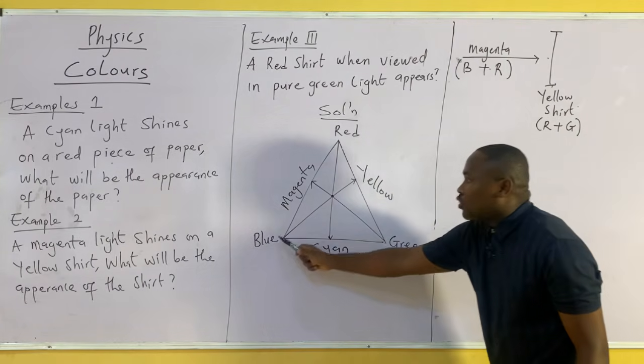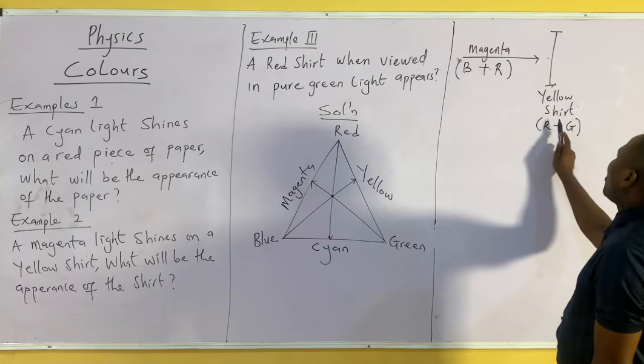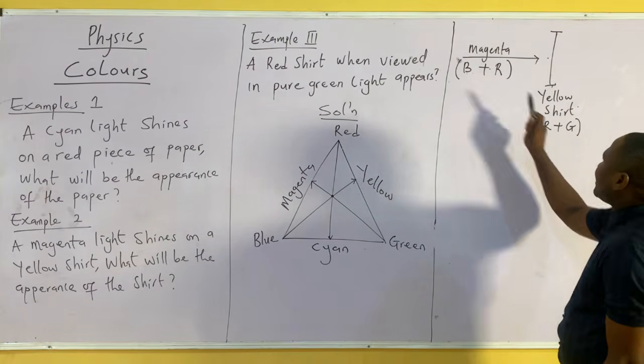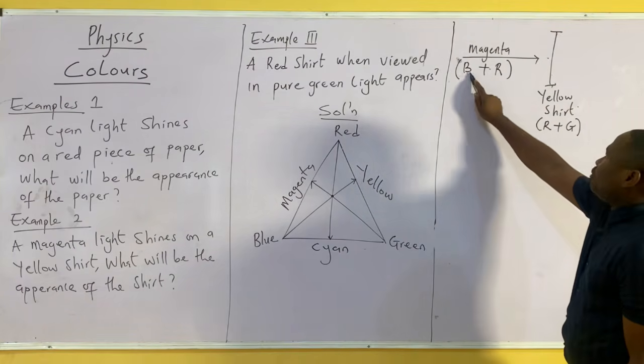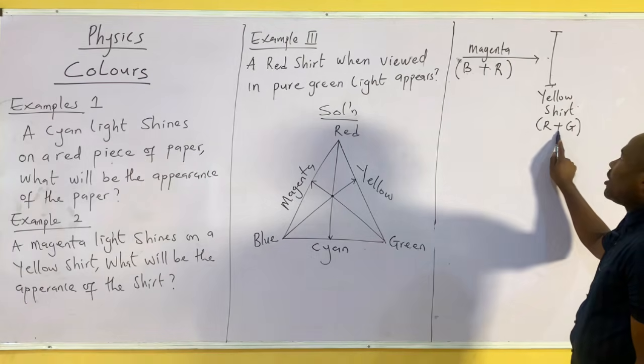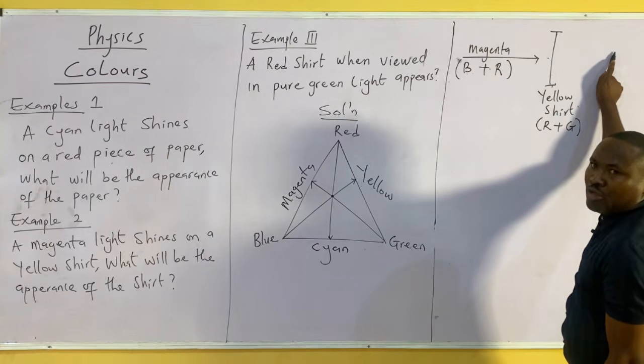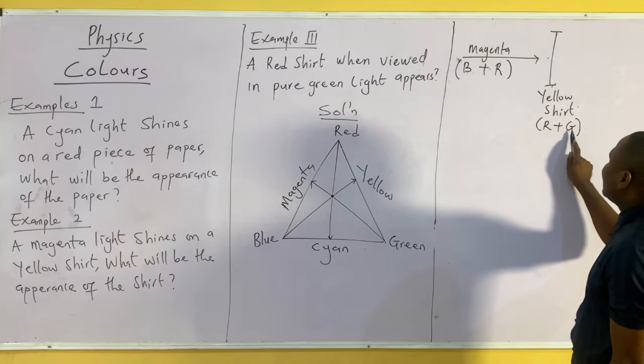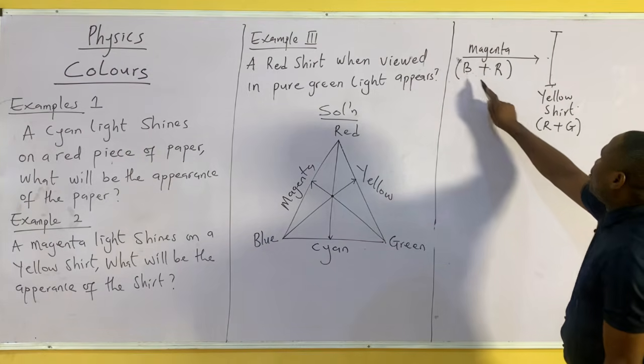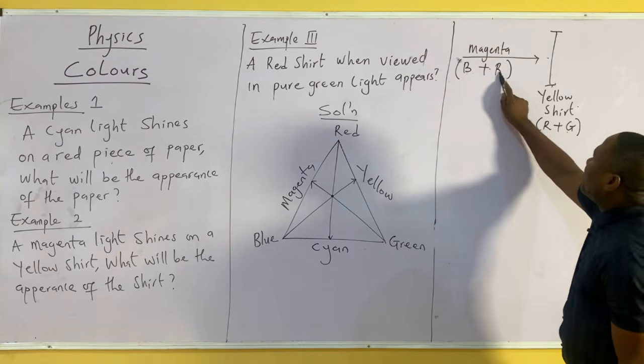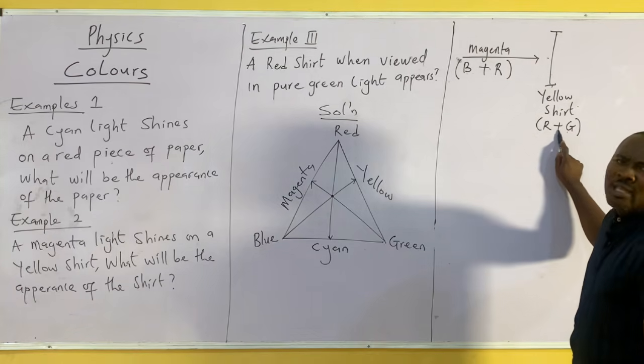Magenta is a combination of blue and red. So now, what color is here that is in here? Red, blue is not here. So hence, blue cannot pass through. What about red? Is red in yellow? Yes.